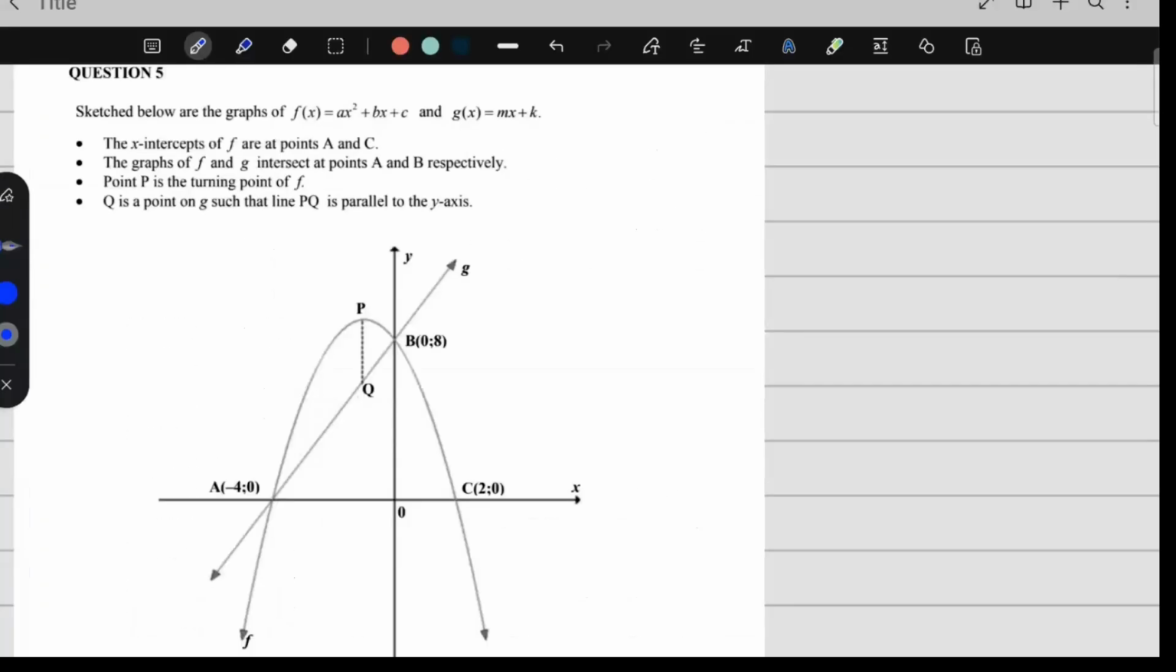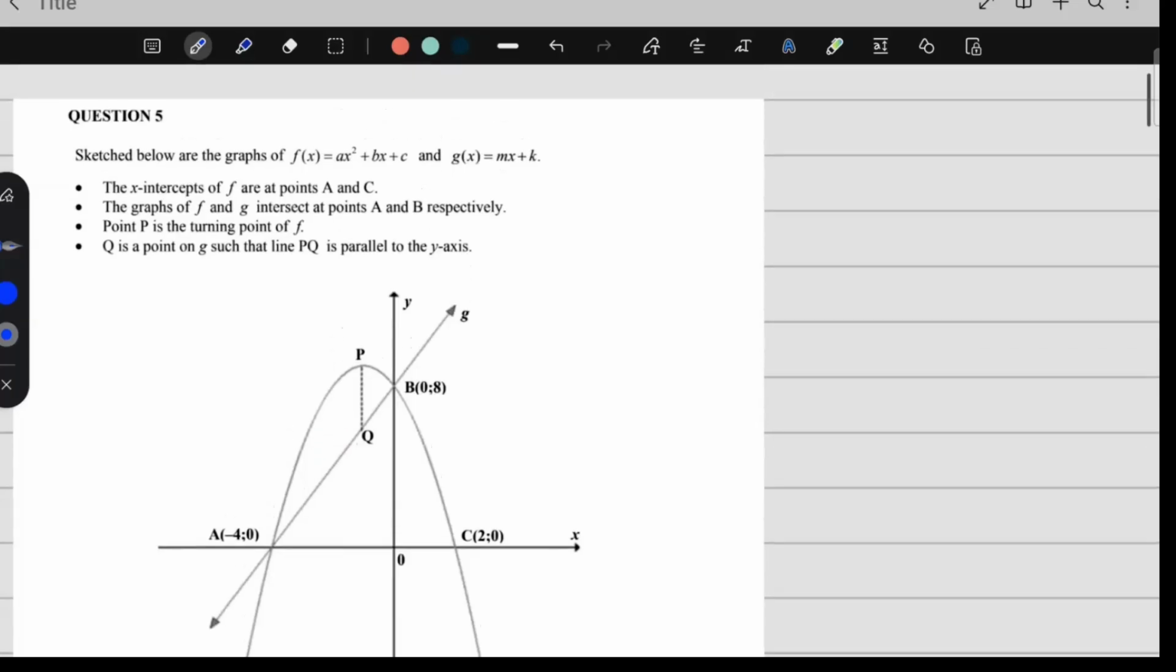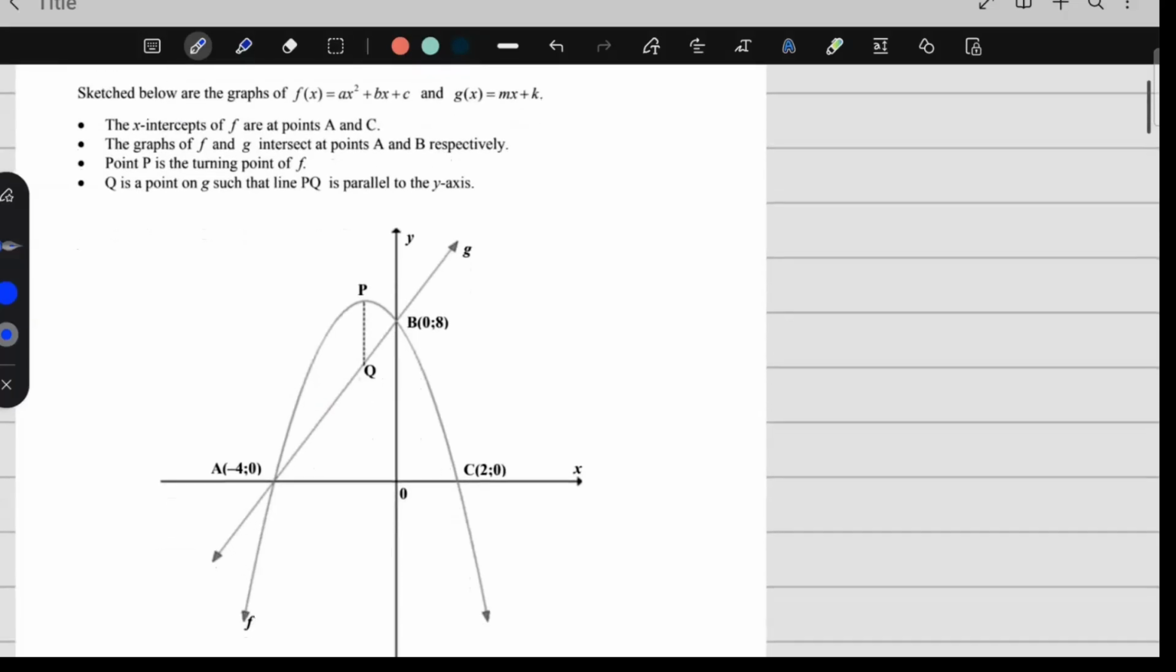Grade 11s, we will be starting with question 5 from this paper. Question 5 says, sketched below are the graphs f of x, which is equal to ax squared plus bx plus c. So f of x refers to the parabola over here. Then g of x is mx plus k. So mx plus k refers to the straight line.